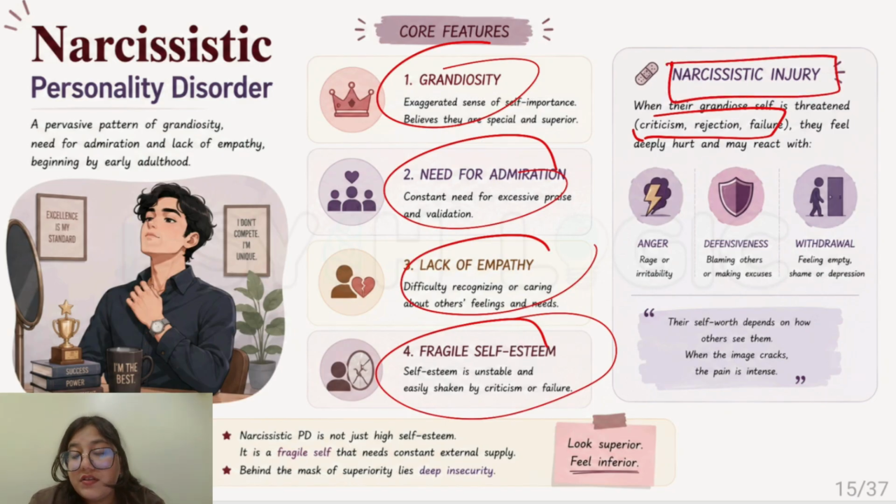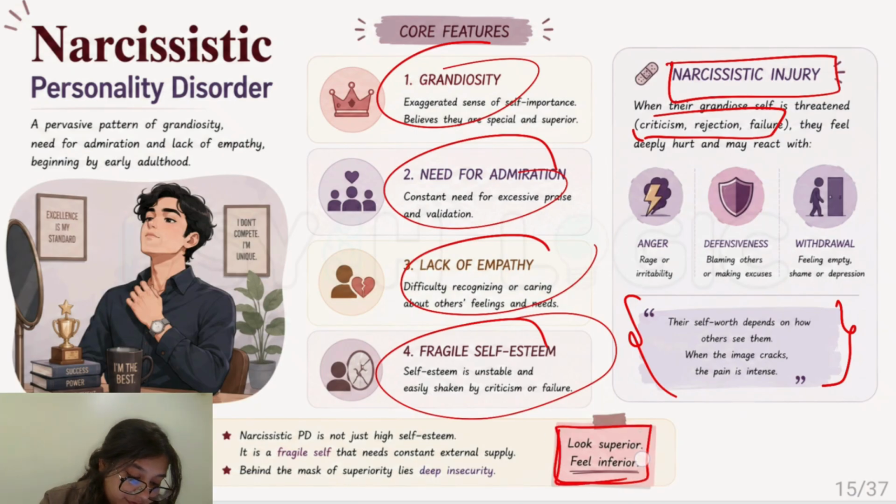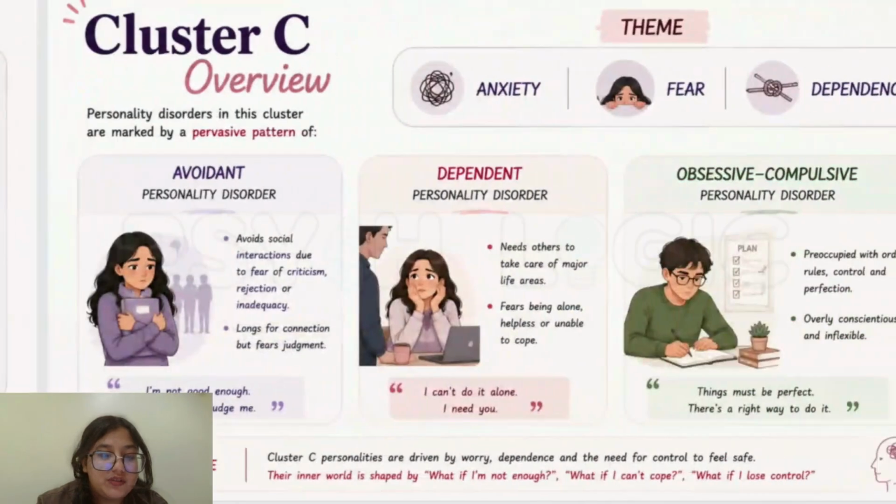The confidence they project is actually more fragile than it appears. That is something that you need to remember, that their self-worth depends on how others see them. When the image cracks, the pain is intense. That is what we're calling narcissistic injury. So remember this: look superior, feel inferior. Narcissistic injury is not just high self-esteem, it's a fragile sense of self that needs a constant supply of admiration, grandiosity, feeling important. There is a deep insecurity behind it.